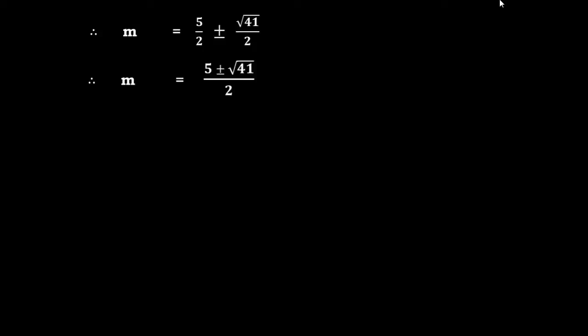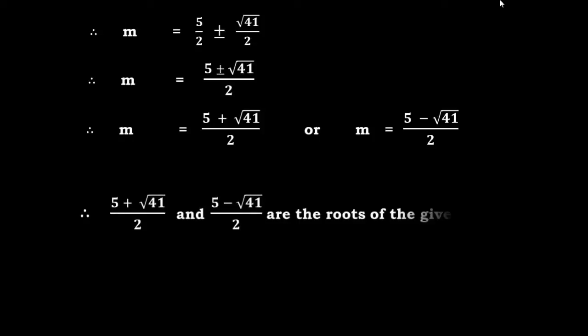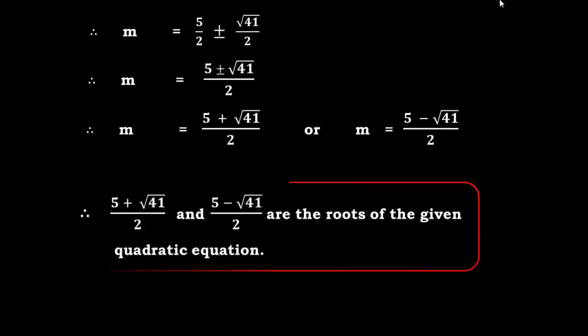So the next step is m is equal to 5 plus root 41 upon 2, or m is equal to 5 minus root 41 upon 2. So 5 plus root 41 upon 2 and 5 minus root 41 upon 2 are the roots of the given quadratic equation.